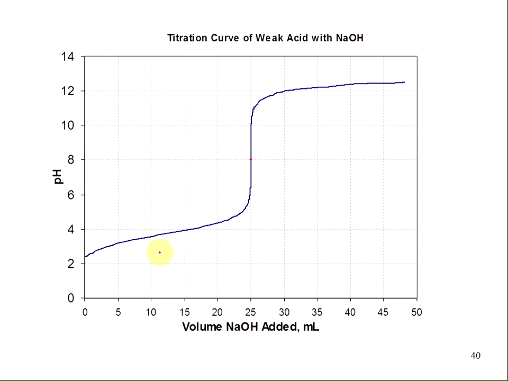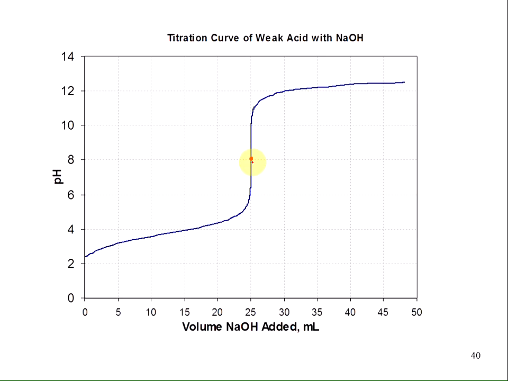Now, something else that's different about the weak acid, strong base titration curve compared to the strong acid, strong base is that we have a buffer region. So the buffer region is where we're going to have a type 2 calculation. This is any point after some sodium hydroxide has been added, but before you reach that equivalence point.